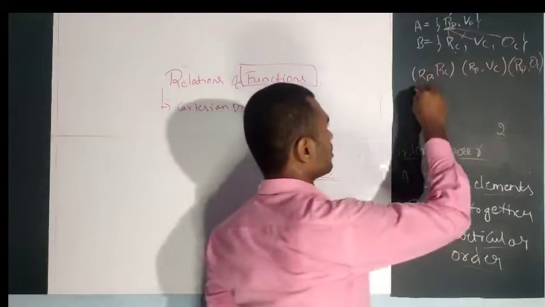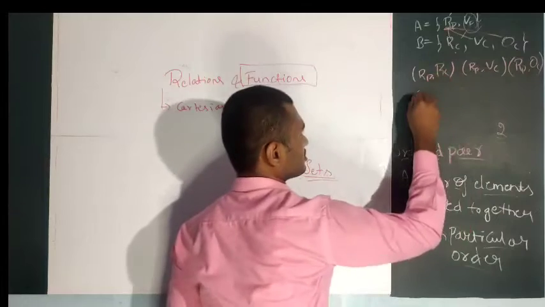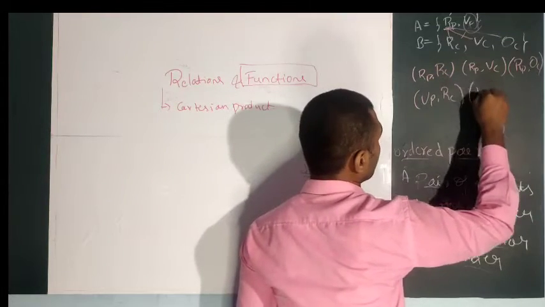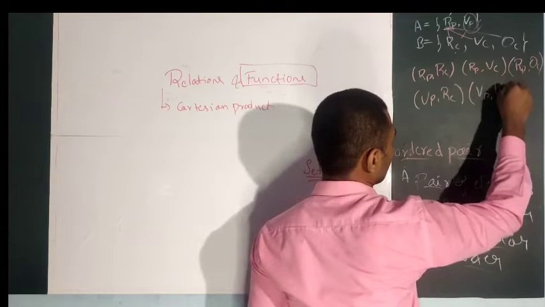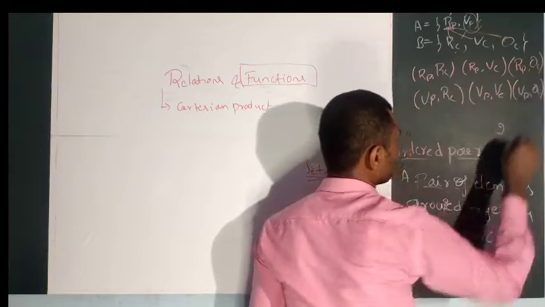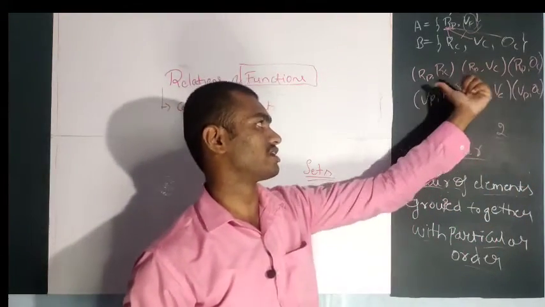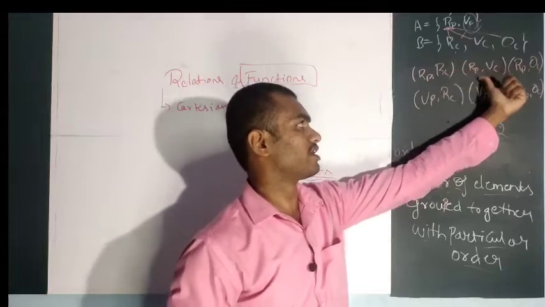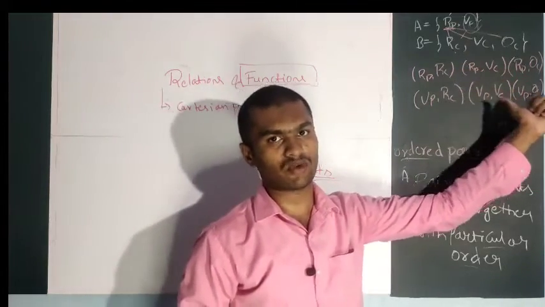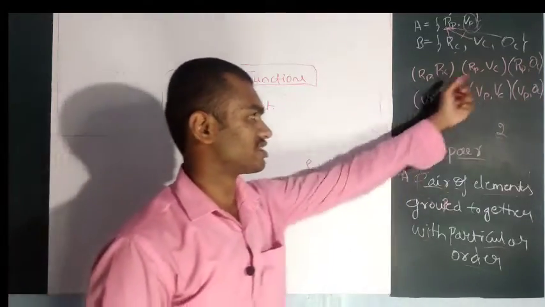Now for the second element of set A, that is violet pen with red cap, violet pen with violet cap, and violet pen with orange cap. So these 6 pairs we have, right? 6 ordered pairs. Red pen with red cap, red pen with violet cap, red pen with orange cap. Similarly violet pen with red cap, violet pen with violet cap, and violet pen with orange cap. So these are the 6 pairs.